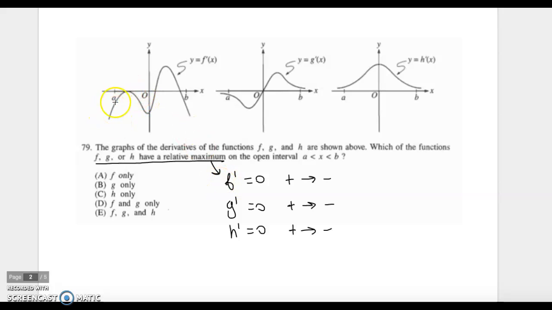So f prime of x does equal 0 at 3 places, here, here, and here, but it only changes from positive to negative there, which is fine because it does have a relative maximum. G prime equals 0 here, but changes from negative to positive, so that actually has a local minimum, so that's not going to work. And then h prime of x never actually equals 0, so that doesn't have anything, which means that our answer would be A. Only our original function f has a relative maximum.